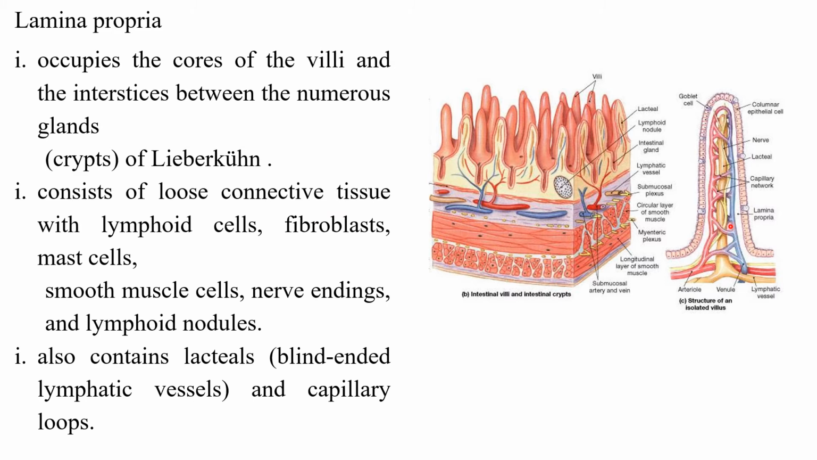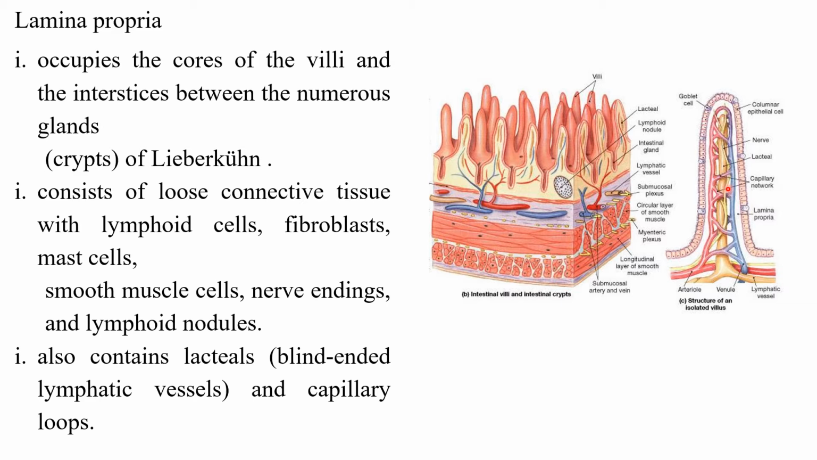So this is the enlarged portion of a villus, and this place is called the lamina propria. The space inside the villus is called the lamina propria, where we can see many neurons, lacteals, capillary networks, etc.